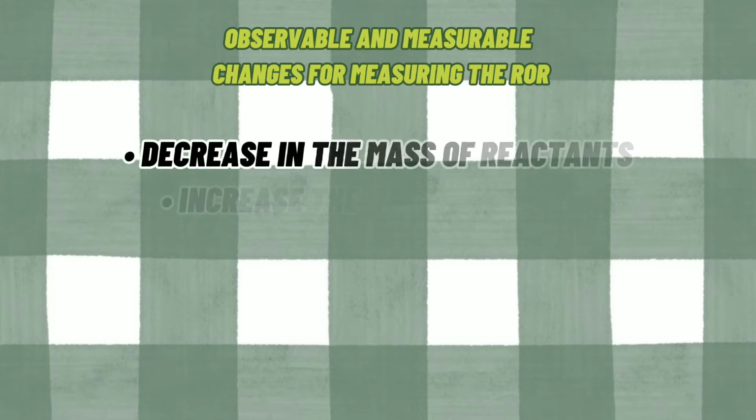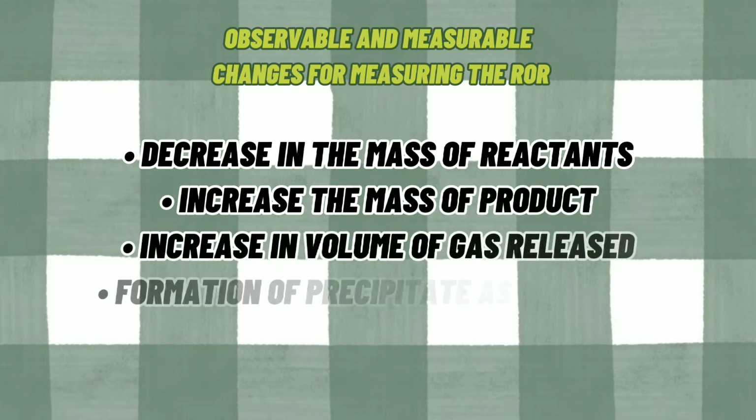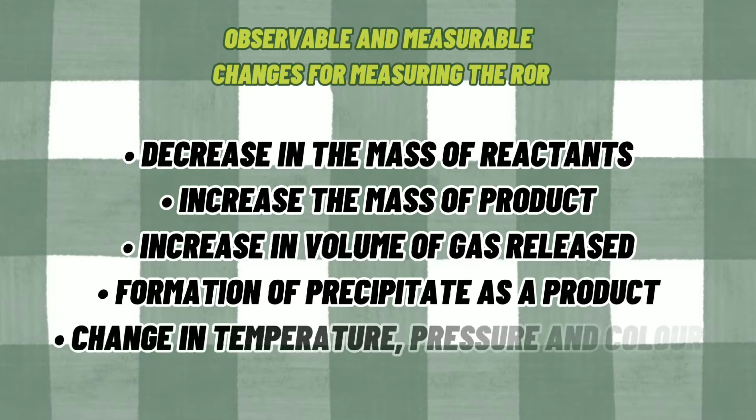So next we move to observable and measurable changes for measuring the rate of reaction. Number 1, decrease in the mass of reactant, increase in the mass of product, increase in volume of gas released, formation of precipitate as a product, and change in temperature, pressure, and color.